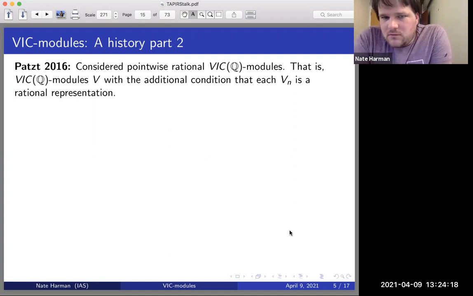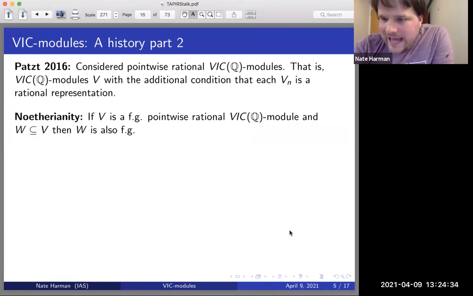And so we saw that if you have an infinite ring, Noetherianity just doesn't hold. But what he does is he shows that if we look at this restricted class of representations, where the pointwise representations that are occurring satisfy this rationality condition, then Noetherianity holds. So this kind of means that considering all VIC modules is maybe not the right thing to do when our ring is infinite. But if we have some smaller class, we can get a nicer theory.